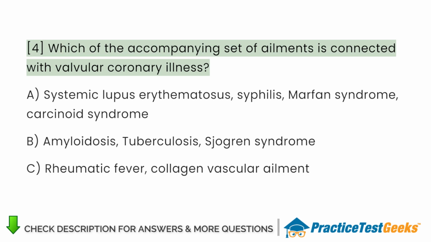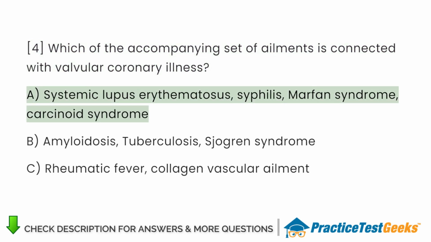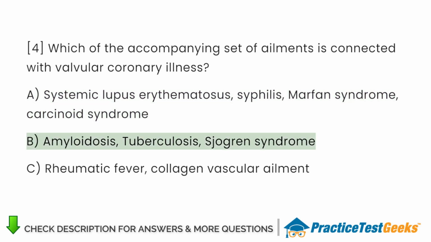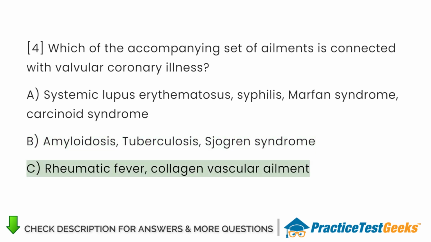Which of the accompanying set of ailments is connected with valvular coronary illness? A. Systemic lupus erythematosus, syphilis, Marfan syndrome, carcinoid syndrome. B. Amyloidosis, tuberculosis, Sjogren's syndrome. C. Rheumatic fever, collagen vascular ailment.